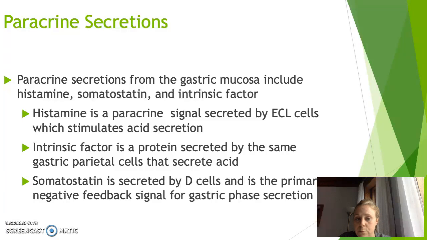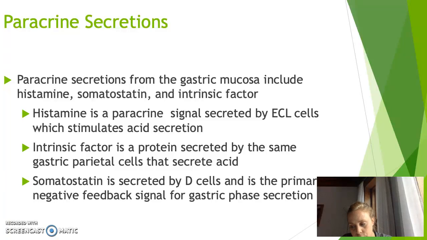Intrinsic factor is a protein secreted by the same gastric parietal cells that secrete acid. In the lumen of the stomach, intrinsic factor complexes with vitamin B12, which is a step that we need for vitamin absorption within the intestine.